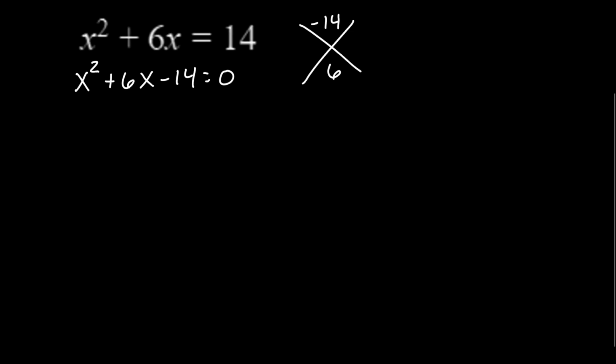Well, the factors of 14 are 1 and 14. No combination of that will be 6. 7 and 2. No combination of that will be 6. So I cannot use the X method. What do I now turn to?